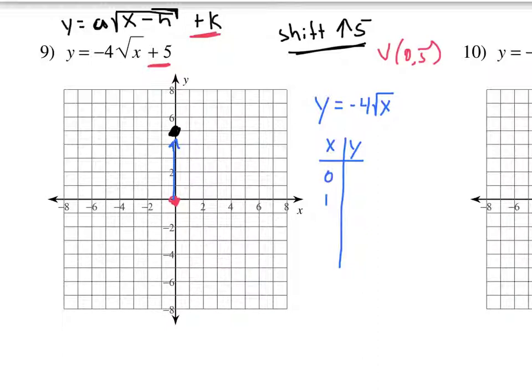Our friendly numbers 0, 1, 4, 9. We plug into that question?